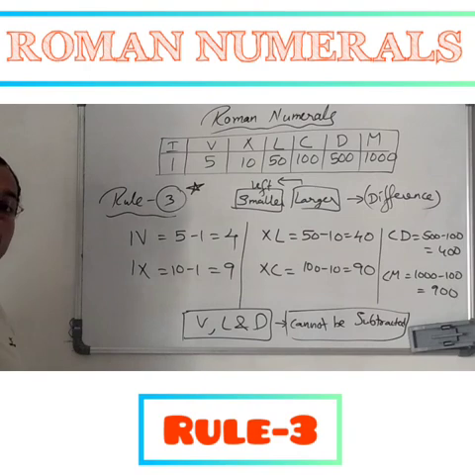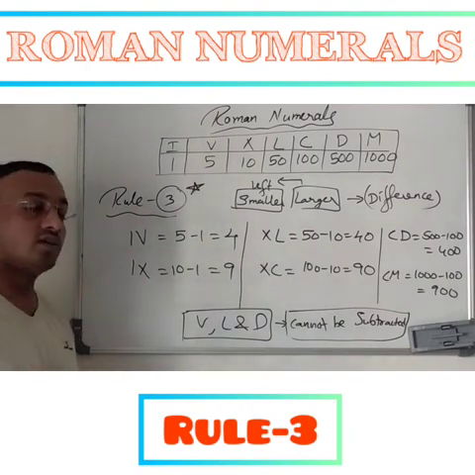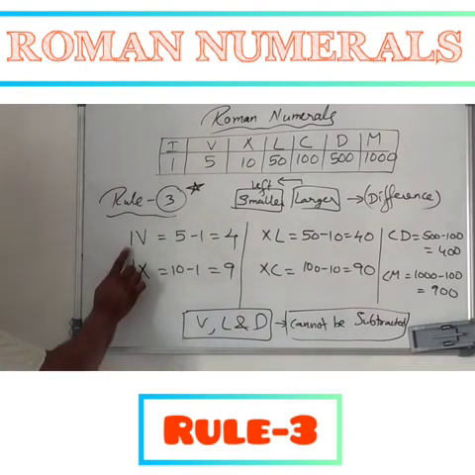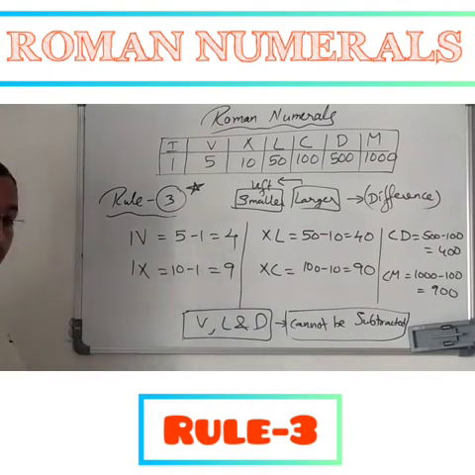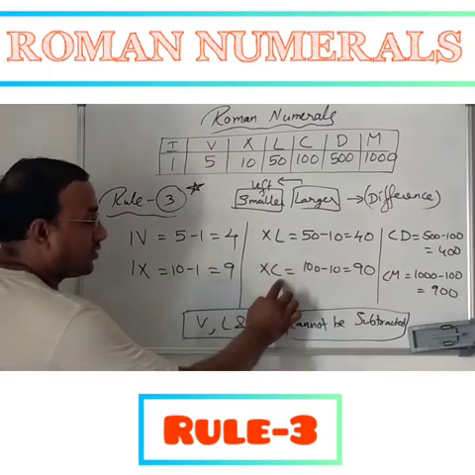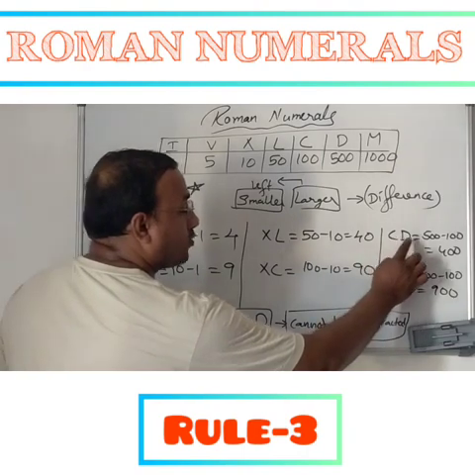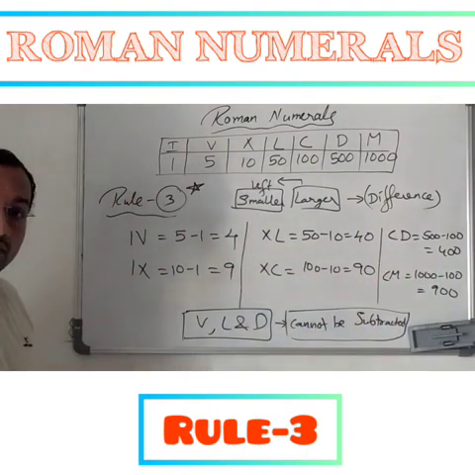We must focus on rule 3 the maximum, because this is the confusing one. And remember this: I we use before V and X only, X we use before L and C, and C we can use before D and M. That's it, friends. Okay, so hope you understood these rules.